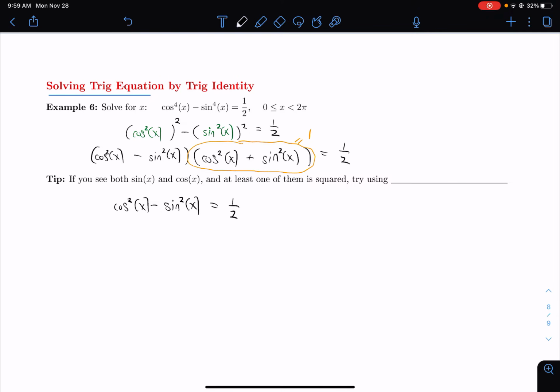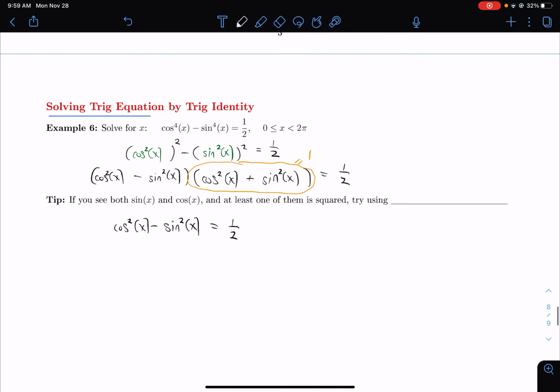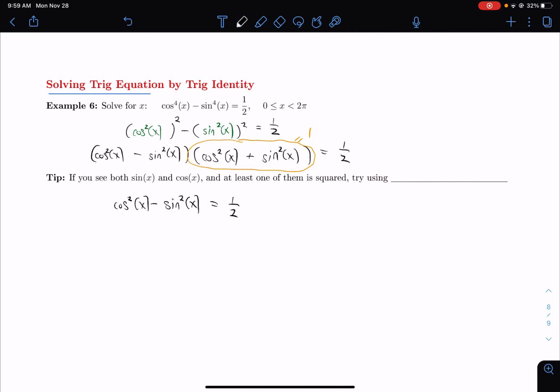Okay. So you might think, well, difference of squares was great, and it simplified the equation because now instead of having fourth powers, I just have squares. If we try it again, we kind of get stuck. We'd get cosine x minus sine x and cosine x plus sine x, but neither one of those we can really simplify in the same way. Okay, so what can we do now? My tip is, if you see both sine x and cosine x in your equation, and at least one of them is squared, then try using the identity cosine squared x plus sine squared x equals 1.